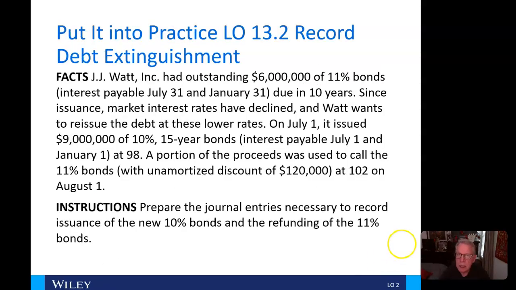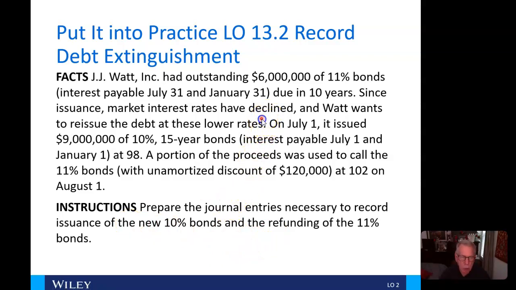Okay, so let's put it into practice. Here, good old J.J. Watt Incorporated had outstanding $6 million of 11% bonds with interest payable semi-annually on July 31st and January 31st, due in 10 years. Since issuance, market interest rates have declined, and Watt wants to reissue the debt at these lower rates.